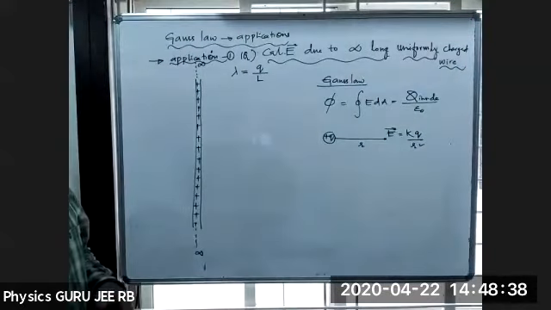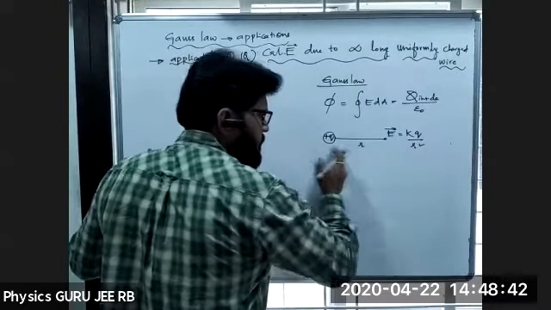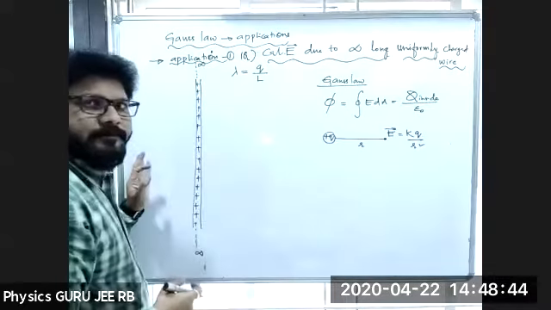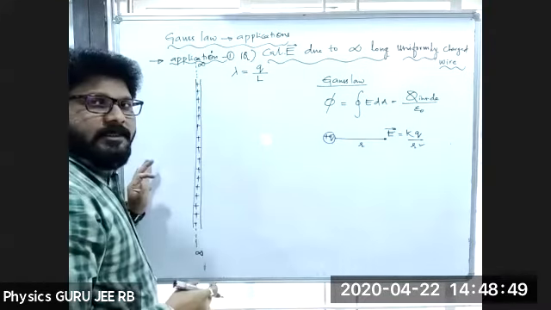Now what we have to do first: for a positive charge, is the electric field intensity away or towards? Can anybody tell?